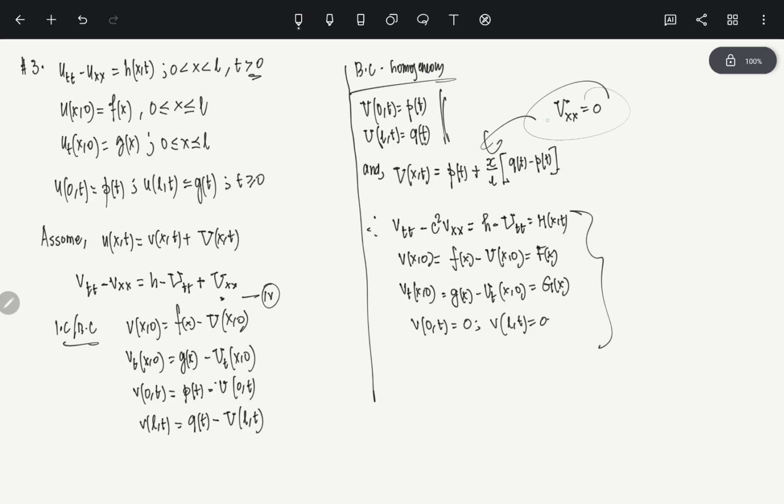What I'm trying to say is this: if you want to make the boundary conditions of this problem homogeneous, this is the choice you have to take. Once you do that, v solves this particular starred problem. So you solve for v, and then once you solve v, you add it to U, and you are done. Is it okay? This is how you solve this sort of problem.